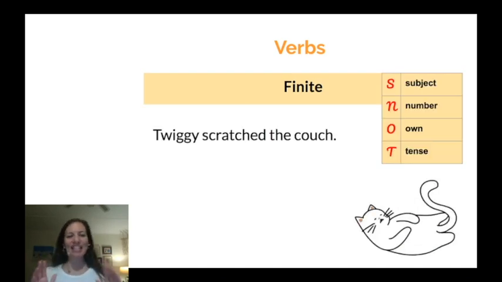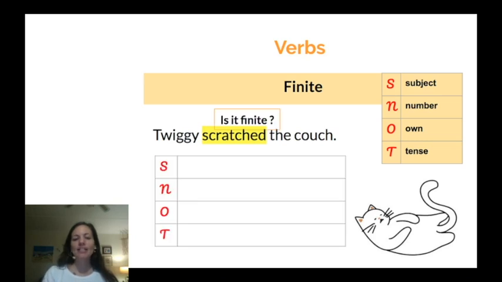Let's have a look at this sentence. Twiggy scratched the couch. It's a terrible thing, but it does happen. Can you see the verb in that sentence? It is in fact scratched. So let's test it against SNOT.